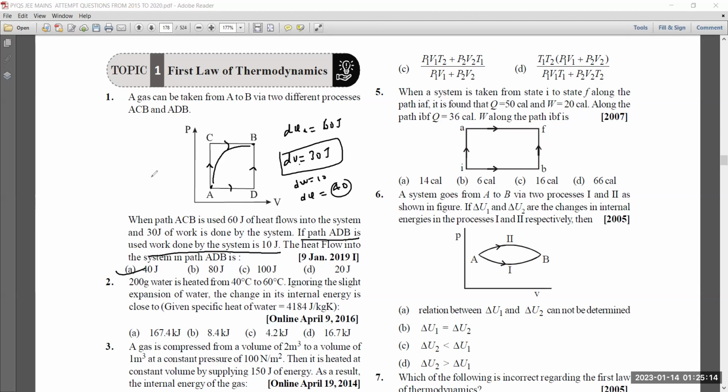Yes, sir. So mass is given. How much is coming? S is given. 16.7, sir. Okay, that's coming. 6 into 4.